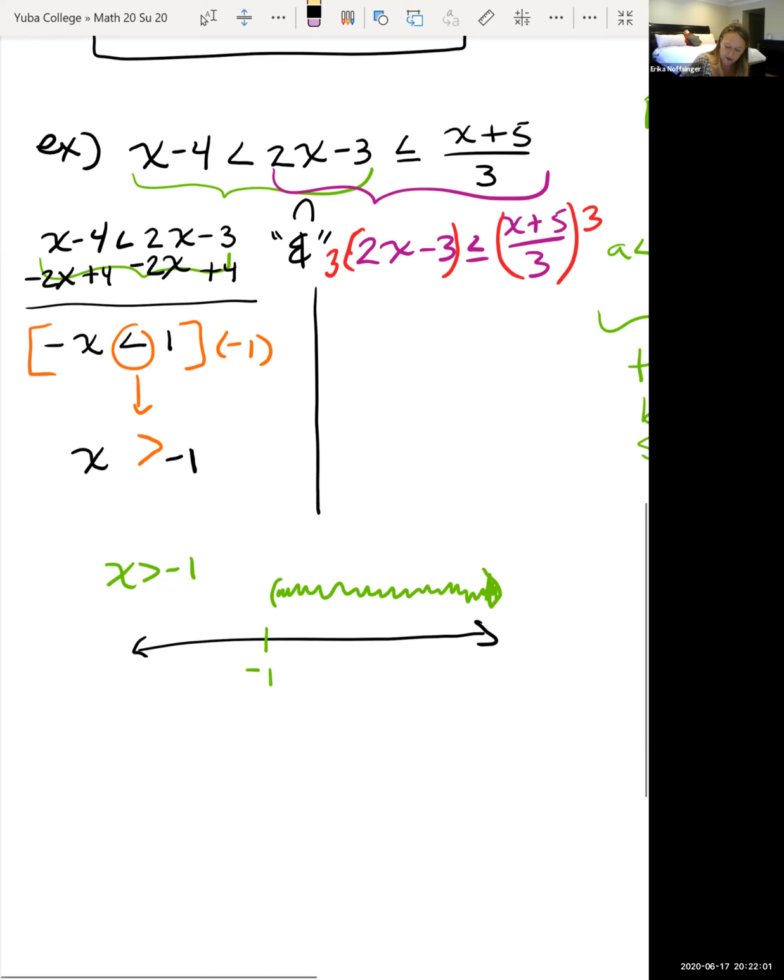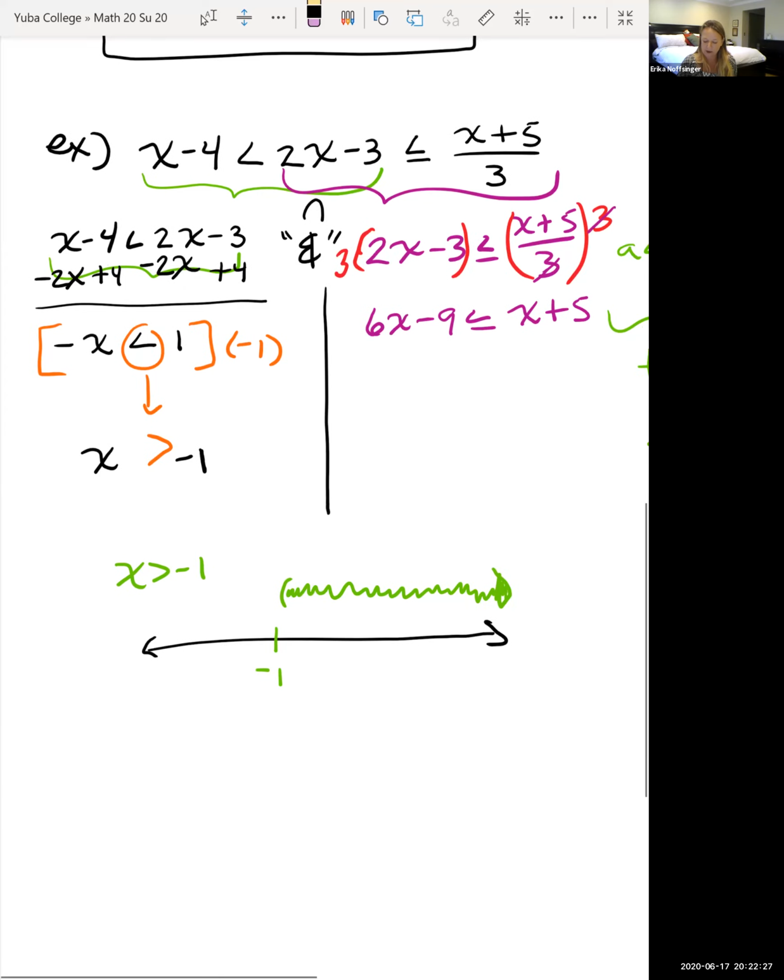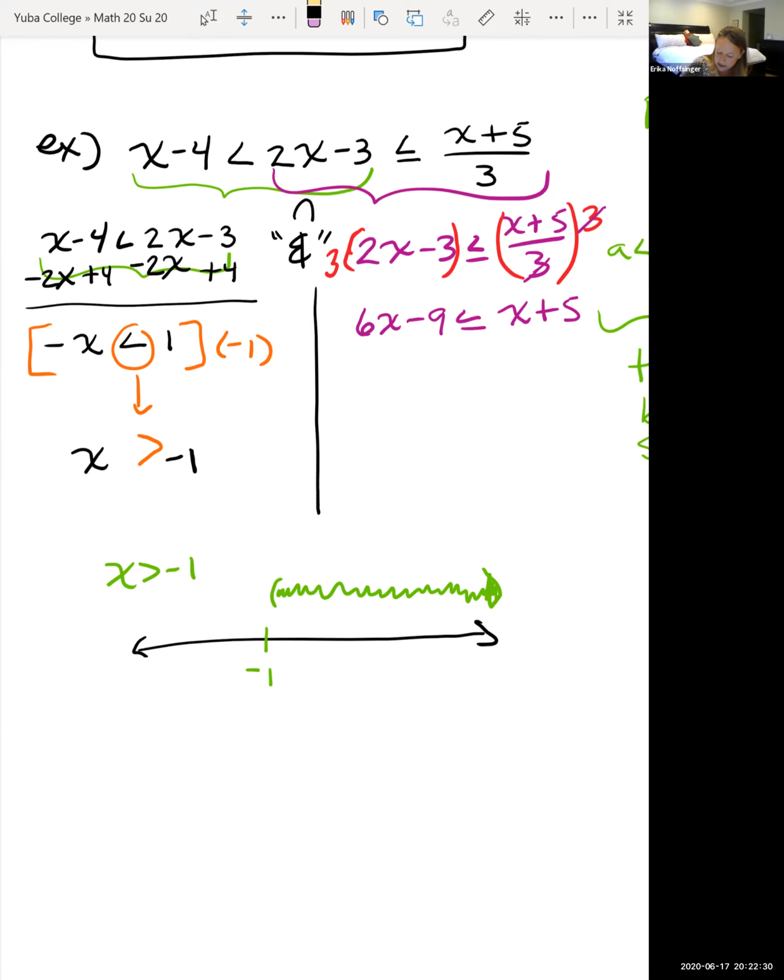So if we distribute our 3 times 2x is 6x. 3 times negative 3, so minus 9, is less than or equal to. The whole reason of doing that was so that fraction went away. So make sure you cancel that. You're not distributing the 3 to that numerator. You're just left with x plus 5 on the right of the inequality. So get terms with x on one side, terms without x on the other side. If we subtract x on both sides, add 9 to both sides.